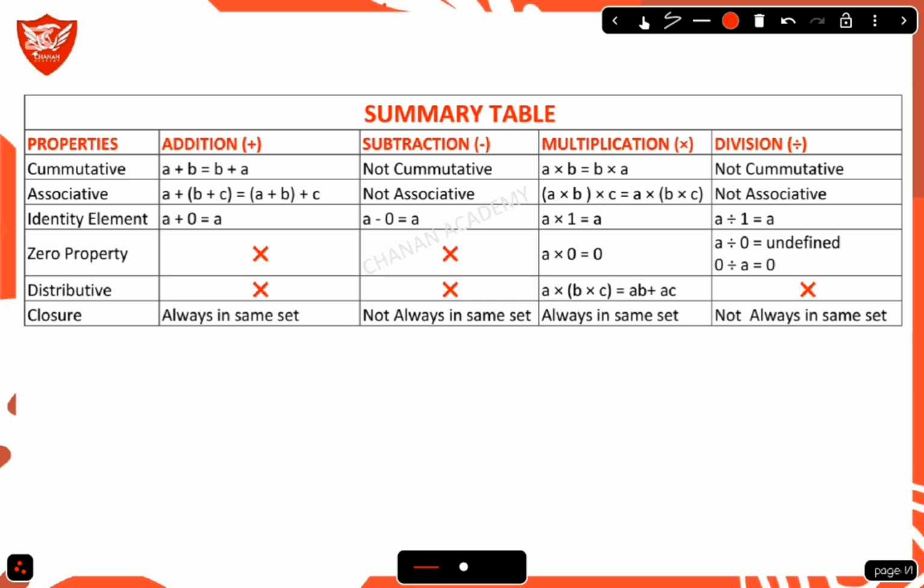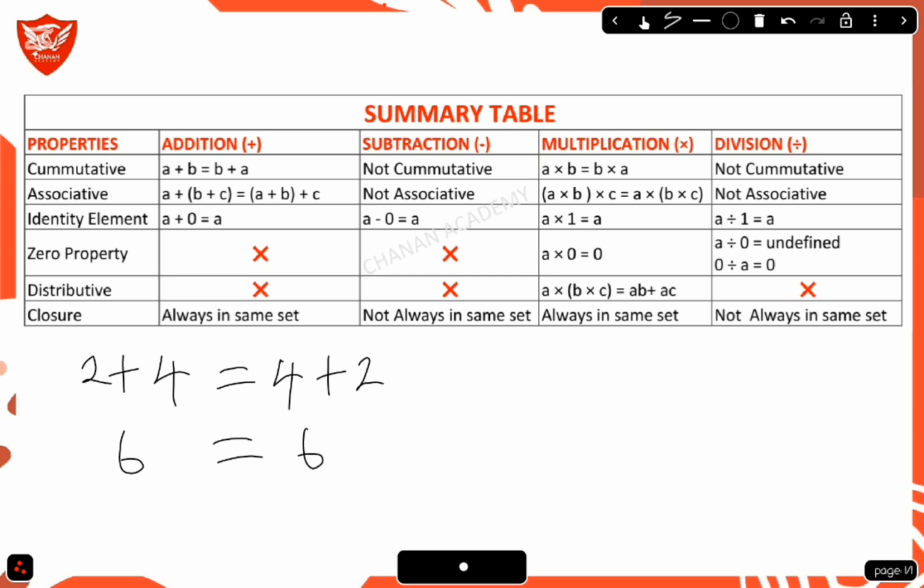Now, addition is commutative. That's the first one. What does that mean? If we have addition being commutative, let's say A is 2 plus 4, the same thing as 4 plus 2. The value will be 6. So that's why it's commutative.